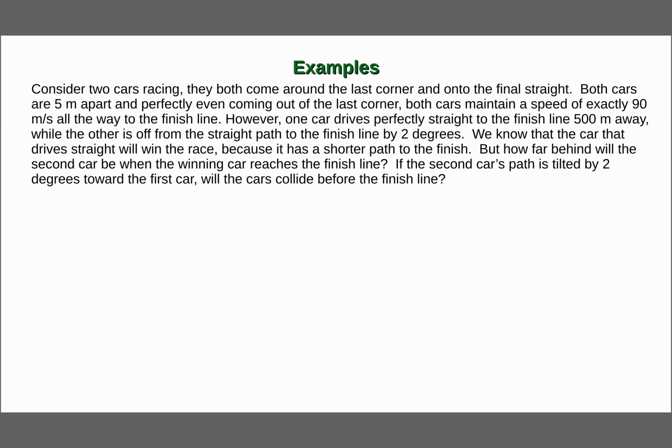Consider two cars racing. They both come around the last corner and onto the final straight. Both cars are 5 meters apart and perfectly even coming out of the last corner. Both cars maintain a speed of exactly 90 meters per second all the way to the finish line. However, one car drives perfectly straight to the finish line 500 meters away, while the other is off from the straight path to the finish line by 2 degrees. We know that the car that drives straight will win the race because it has a shorter path to the finish.